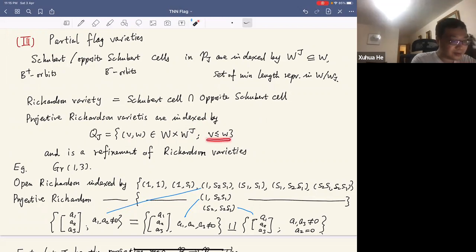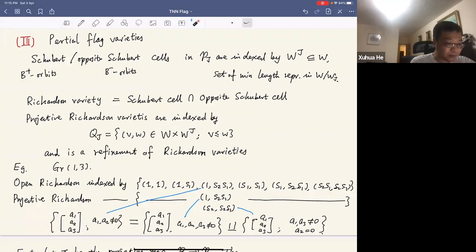And here still we want V to be less than or equal to W. And so this one actually gives you a refinement of the Wilson varieties of the partial flag. So let me give you one example so you can get some sense that there's some difference between the open Wilson and the projective Wilson. And so open Wilson are indexed by pairs of the elements in W upper J, which satisfy the Bruhat order.